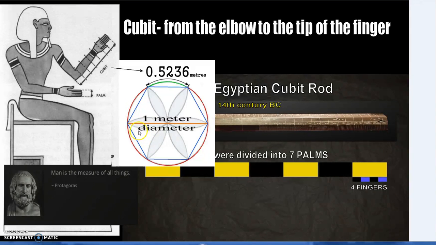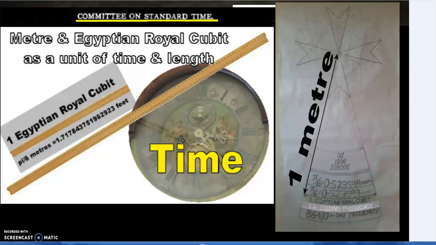Now, what's interesting is if you take the modern meter, create a circle of 1 meter diameter, and draw the seed of life, which divides the circle into the hexagon. Therefore, each portion of arc is 1 Egyptian royal cubit, pi over 6 meters. And of course, because the circumference of this circle has to be pi meters, it is therefore divided by 6. Links will be in the description to some more info on that.